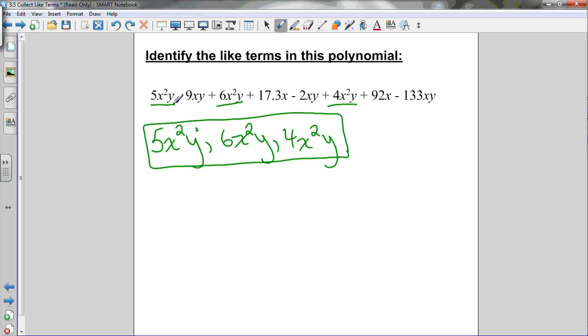Now, this negative 9xy is not like these ones, even though it has an x and a y as well. The x on this term has an exponent of 1, while the x on these terms has an exponent of 2. So they're not like terms. Let's find the terms that are like negative 9xy. We need to find the terms that have the exact same variables with the exact same exponents. So we need terms that have an x to the 1, y to the 1. Here's one here, negative 2xy.